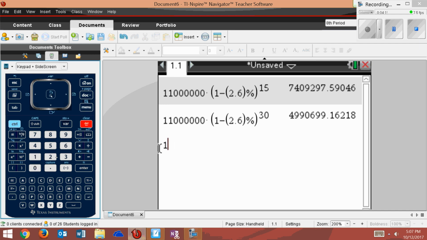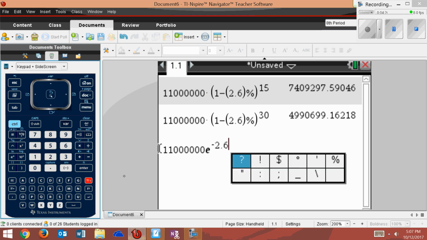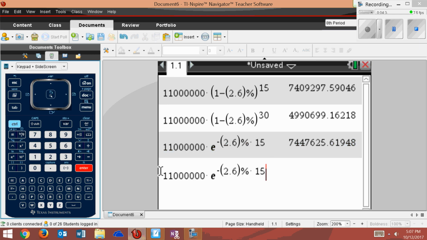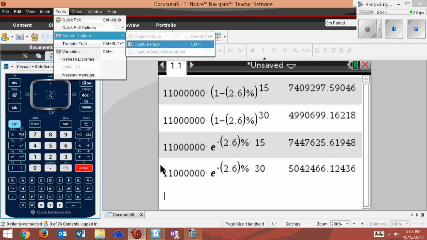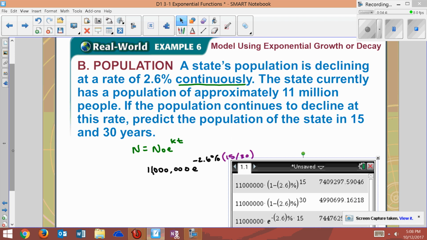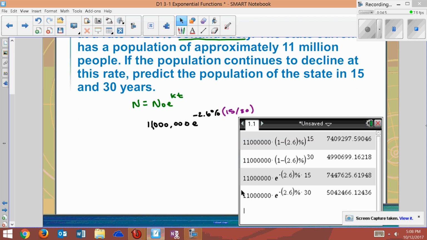11 million, I didn't do the 11, I'm sorry. 11, 1, 2, 3, 1, 2, 3 times e to the power of negative 2.6%. And we want to multiply this for 15 years. And then we're going to do it again, and we're going to change this now to 30 years. And so what happens to my population? It appears to me that the population is larger.